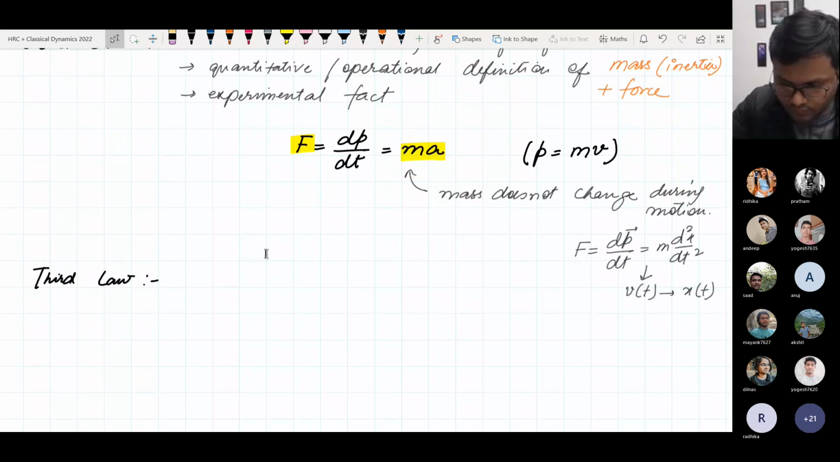Forces are created in pairs. Very good. Yes. So in a way, the third law tries to explain the origin of forces. First law tells us what happens in the absence of forces. Second law tells us what happens in the presence of forces. The third law goes into the why do forces exist in the first place. It tells us that forces can only exist when there is an interaction.